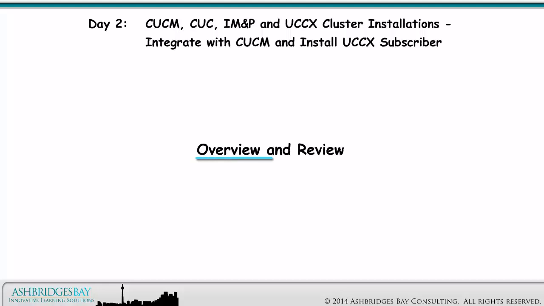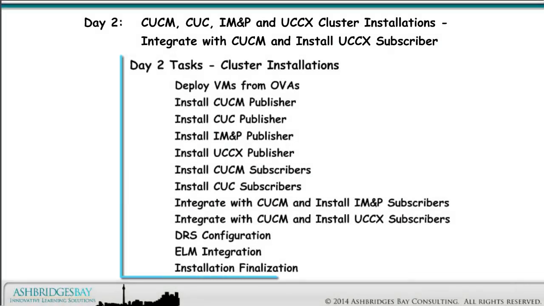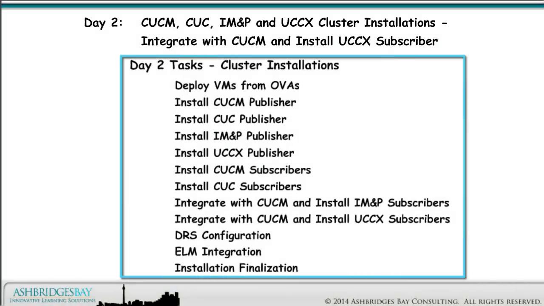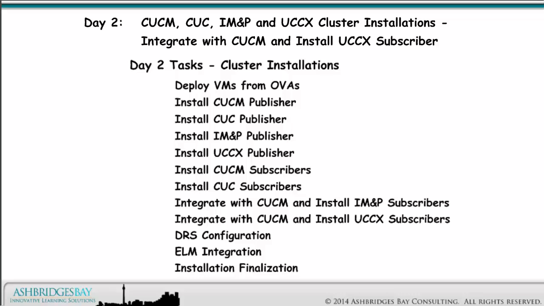Let's start with a quick overview and review. Here are the tasks for our Cisco collaboration cluster installation and integration. On installation day, a literal day, we install our CUCM, CUC, IM&P, and UCCX clusters. Deploy all of the VMs from OVAs and attach the installation media. Install our CUCM, CUC, IM&P, and UCCX publishers. Install our CUCM, CUC, IM&P, and UCCX subscribers.